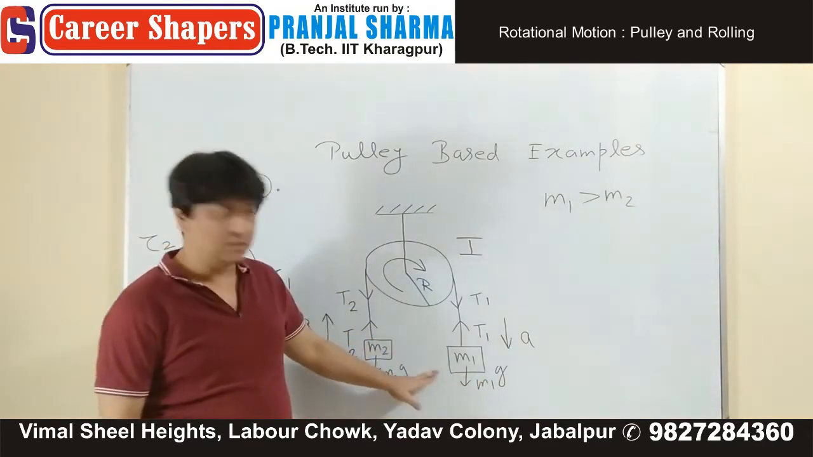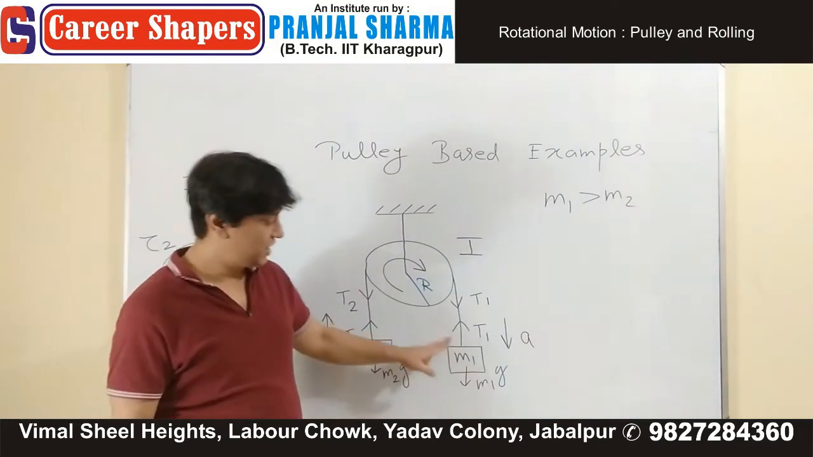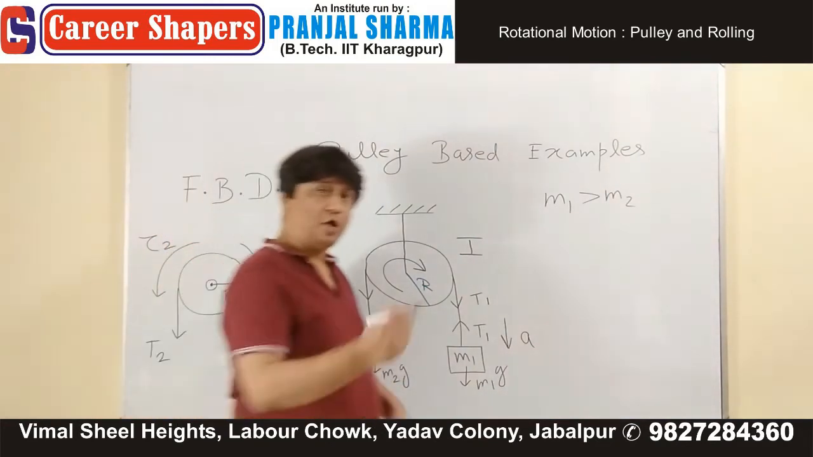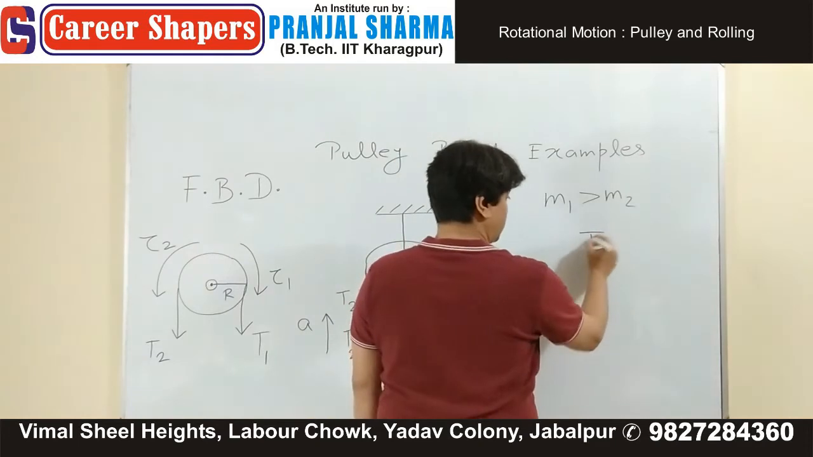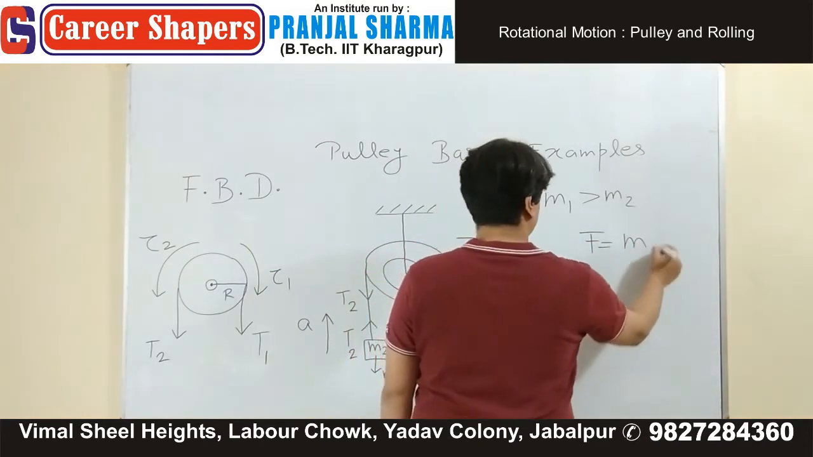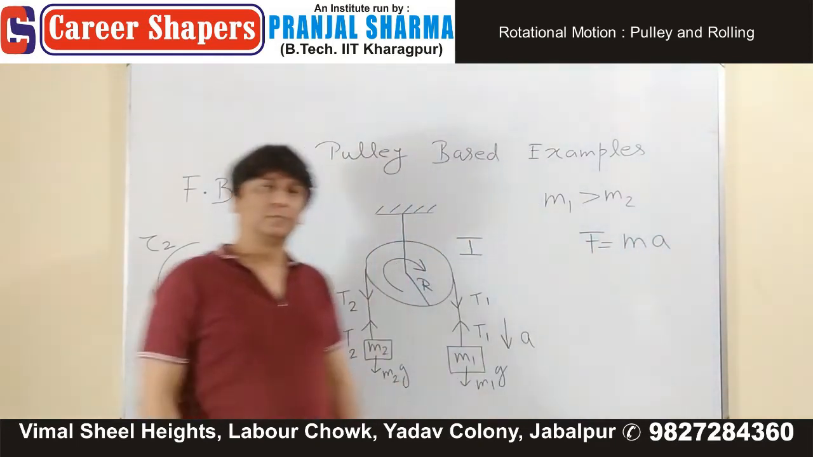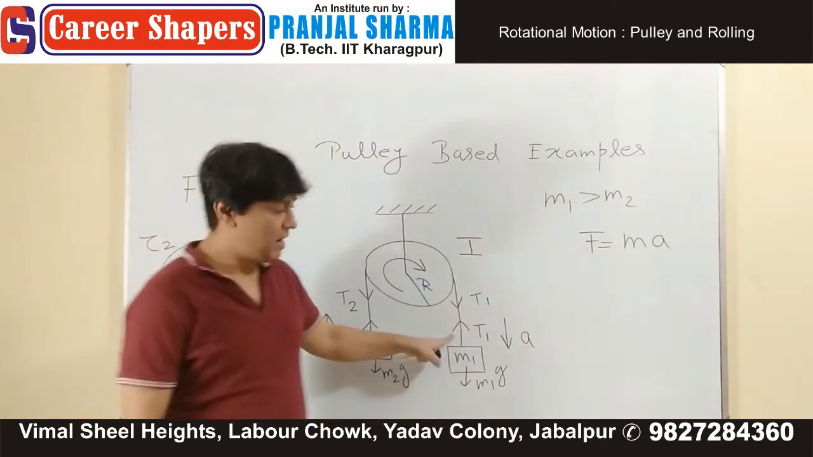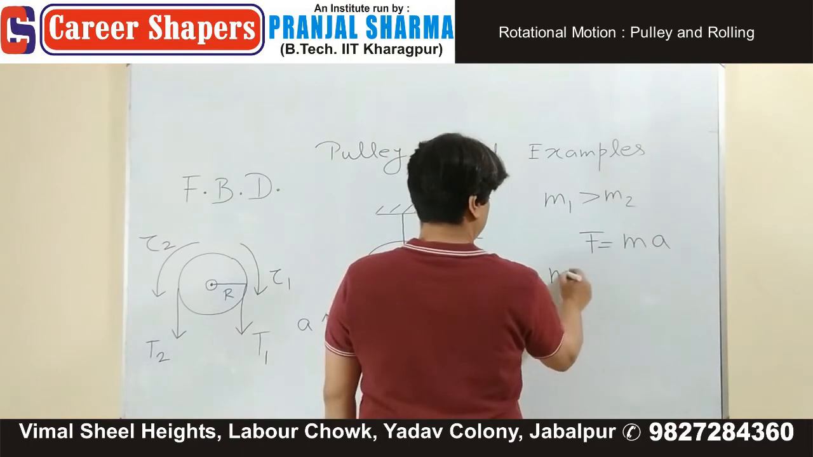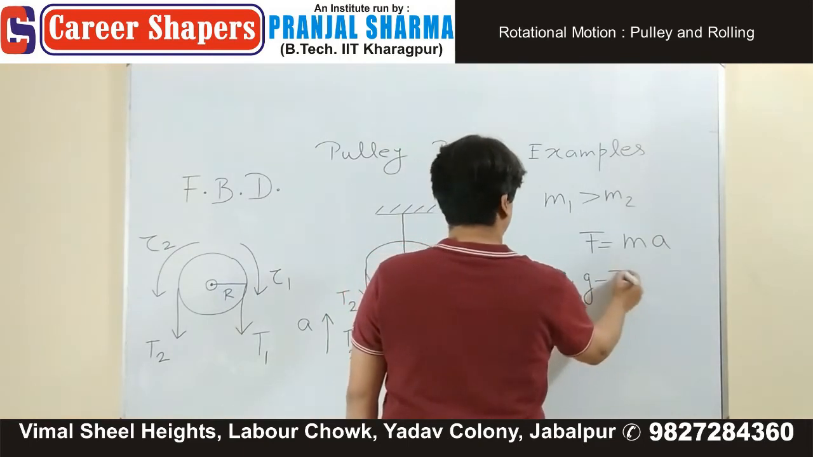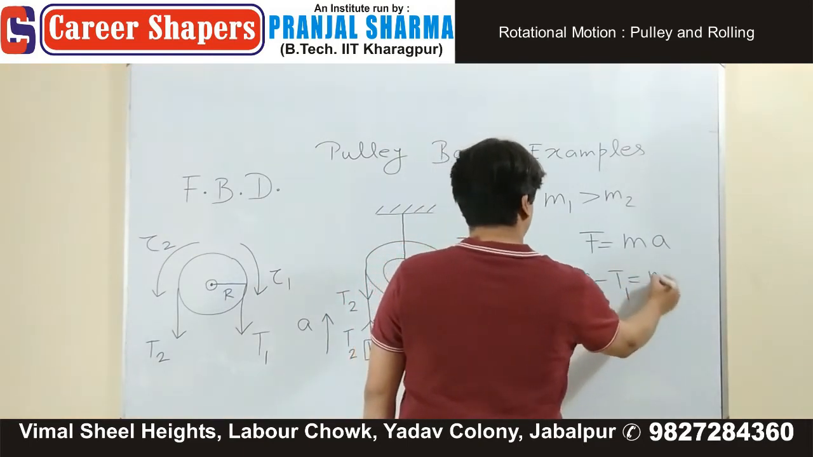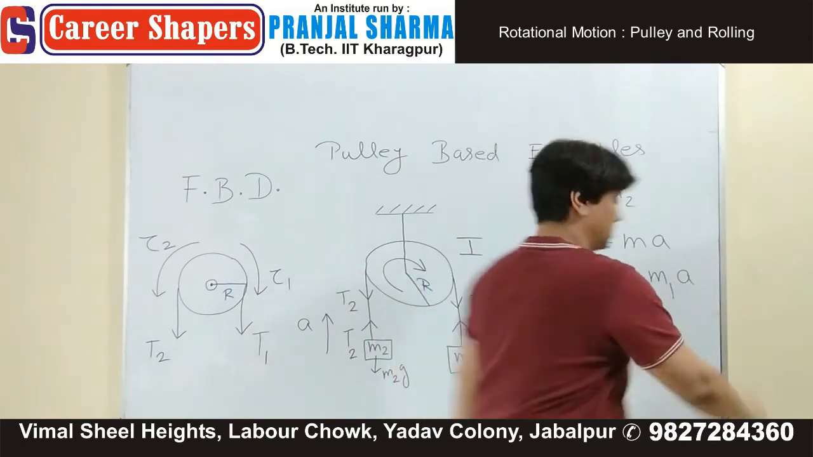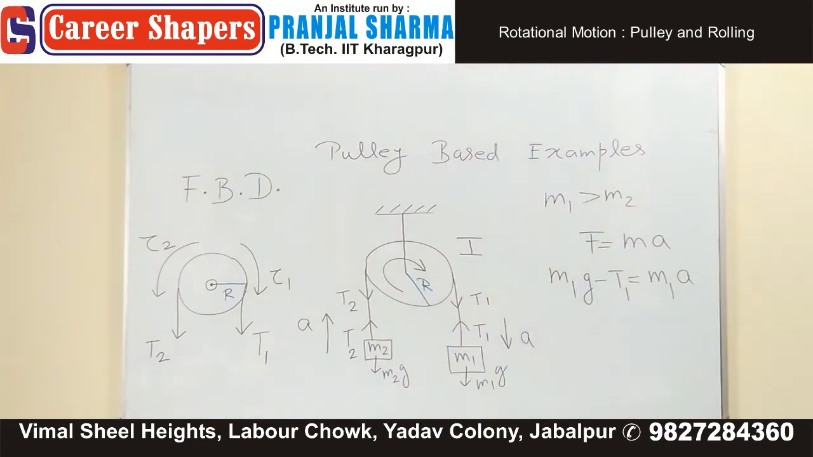For M1 there are two forces, M1G and T1. And how do we write equations? We take help of F equals to Ma. What is net force? M1G minus T1, which is equal to mass into acceleration, M1 into A.